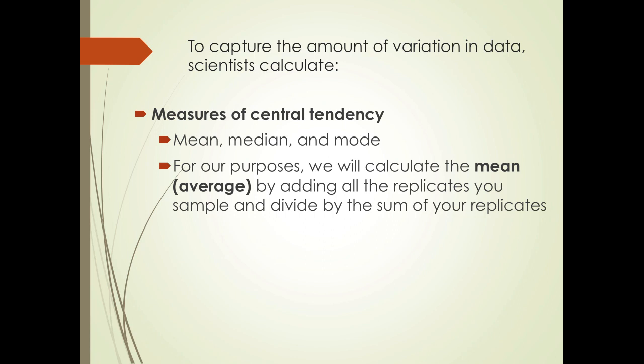For our purposes, we're going to be calculating the mean, or what is also known as the average, by adding all our replicates you sample and dividing by the sum number of replicates. So if you take 10 measurements, you're going to add up all 10 of those measurements and divide by 10.